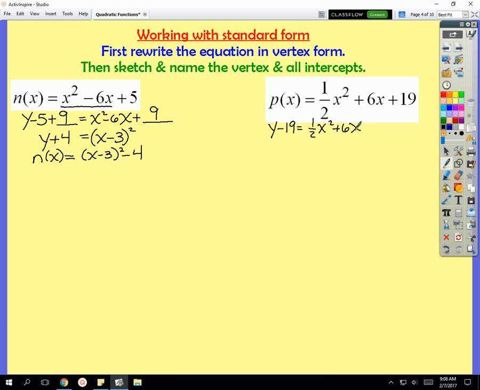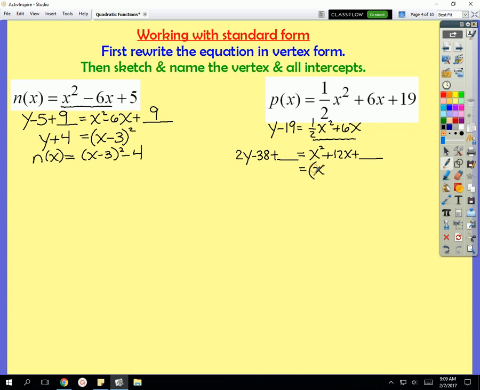I need to complete the square for the x part, but the problem is I can't complete the square if I lead with anything other than 1. So let me show you two ways you can do this. Number one, I can multiply everything by 2 and get 2y minus 38 equals 2 times 1 half, or 1x squared. 2 times 6x is 12x. So this is one way some of you may prefer to do this.